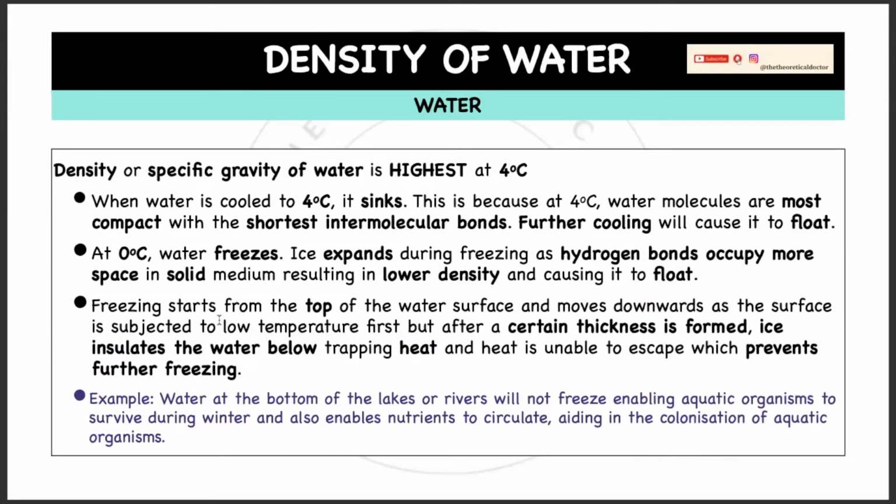Okay, so next is the density of water. It's important to note that the density or specific gravity of water is highest at 4 degrees Celsius. It's very important to remember this: highest at 4 degrees Celsius. So when water is cooled to 4 degrees Celsius, it sinks. This is because at 4 degrees Celsius, water molecules are most compact with the shortest intermolecular bonds. Further cooling will cause it to float.